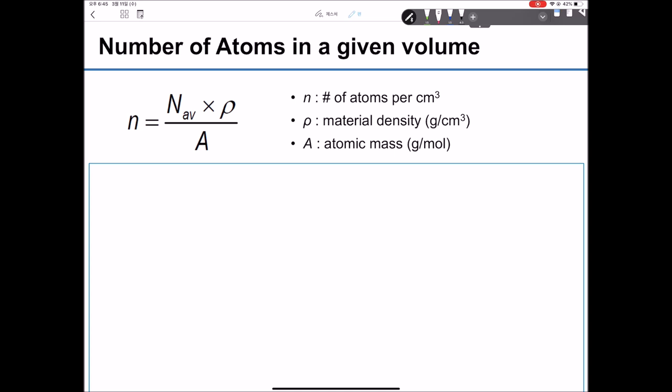So we can calculate the number of atoms in a given volume. Here is the number of atoms per cubic centimeter. This is the density of the material, this is Avogadro's number, and this is atomic mass. So basically we can get an idea of the weight value from these two parameters, and by multiplying by the density information, we can calculate how many atoms there are. Let me give you a quick example.